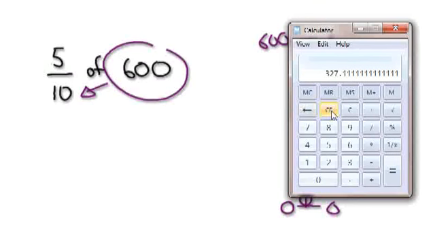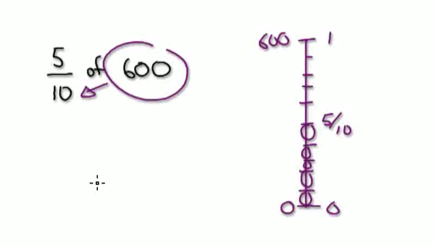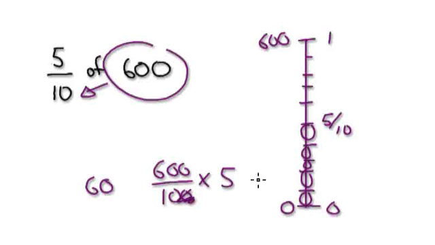You could get a calculator, clear it. 600. Well, actually, 600 divided by 10 is 60. Do this, 600 divided by 10. That would be 60, and then times 5. You could do that, or another way.